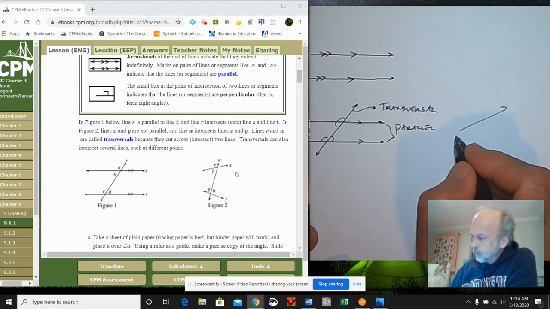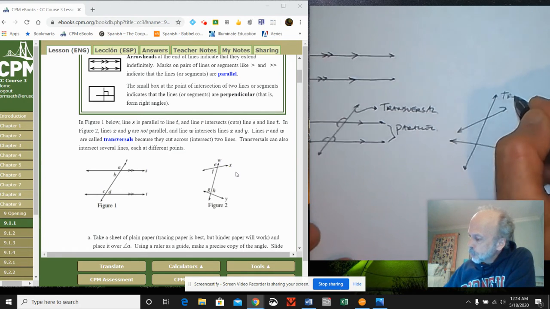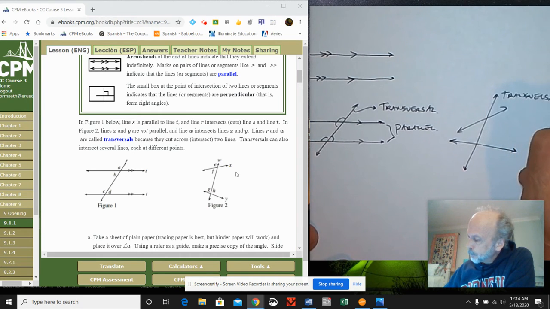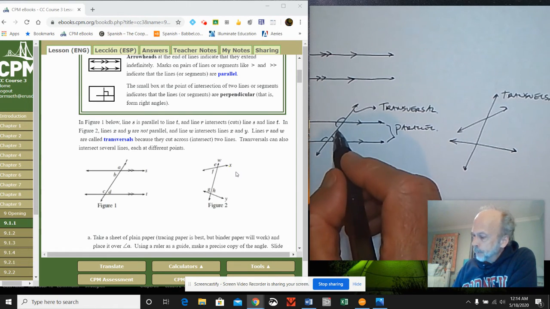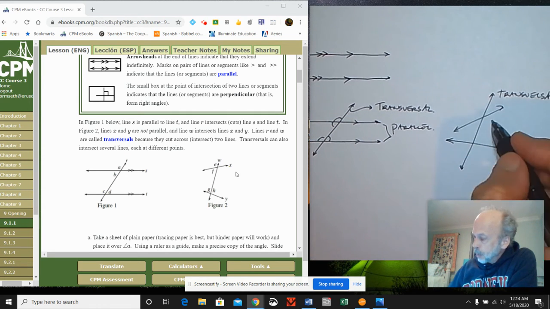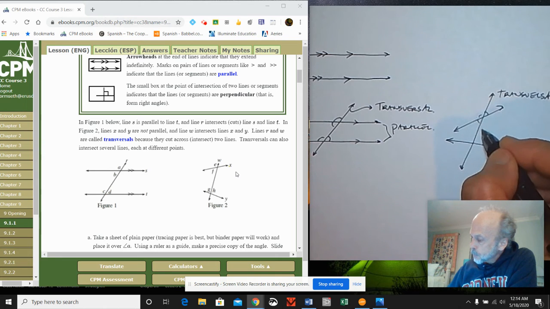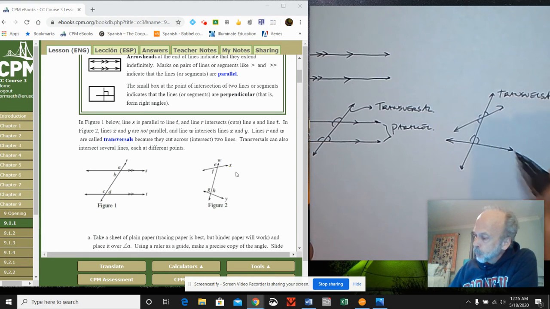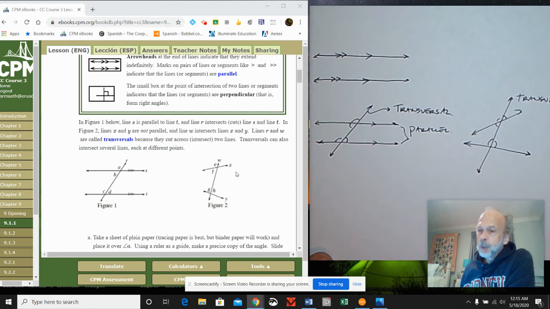So technically, you could have some lines that aren't parallel, and if you have that third line crossing it, you could still call that a transversal. The catch, though, is that if your transversal does cross parallel lines, then you'll see some special things happening, like certain angles being exactly the same, or certain angles adding up to 180 degrees. Without the parallel lines, that transversal will create angles, but there won't really be anything special about them. Like you won't see certain angles being the same or adding up to 180. So mainly today we're focusing on a transversal with parallel lines.